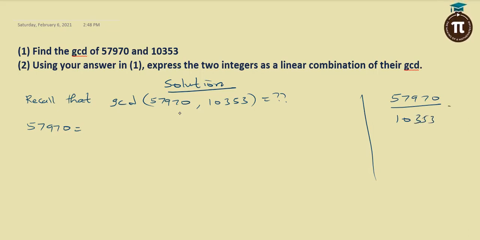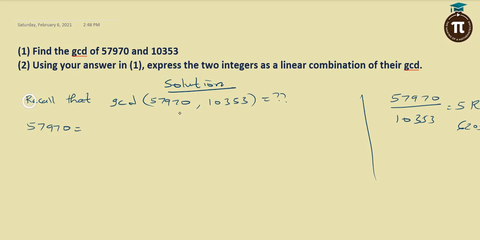10353. So when you do that, you will see that it can go 5 times and there will be a remainder of 6205. The reason is because if you do 5 multiplied by 10353, the answer will be 51765. And when you subtract that from 57970, the answer will be 6205.